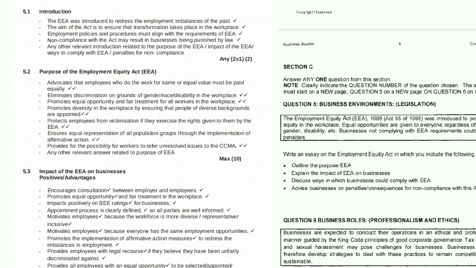Okay, impact of the EEA on business. We are going to start with advantages. Encourages consultation between employer and employees. Promotes equal opportunity and fair treatment in the workplace. Impacts positively on BEE ratings for businesses. Appointment process is clearly defined so all parties are well informed.